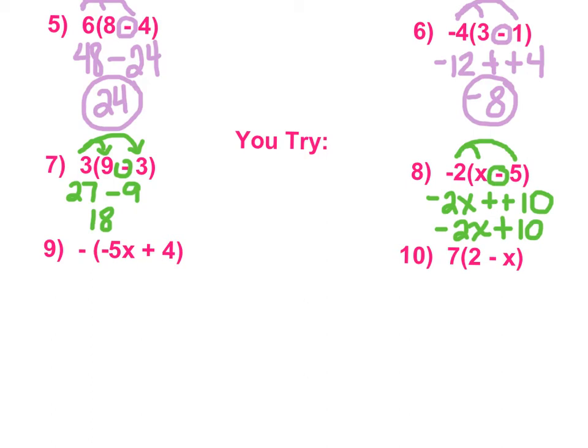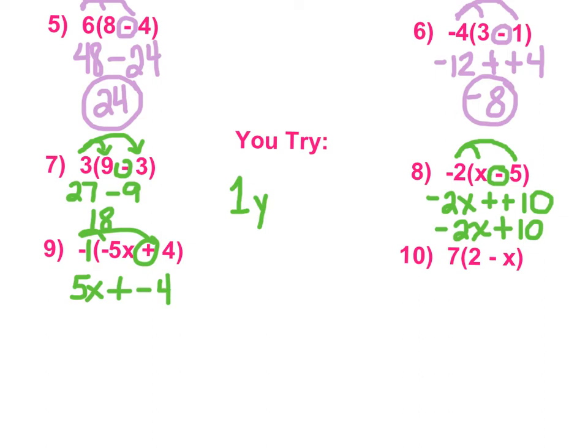Now if you take a look at number 9, you might notice that there's a negative sign in front and there's no number attached to it. It's kind of like when you have a variable that's all by itself, the number in front is an implied 1. So that means that in front here we actually have a negative 1, and that's what we're going to distribute. So negative 1 times negative 5x is positive 5x. Bring down our plus sign, and then negative 1 times 4 is negative 4. So we get 5x plus negative 4.